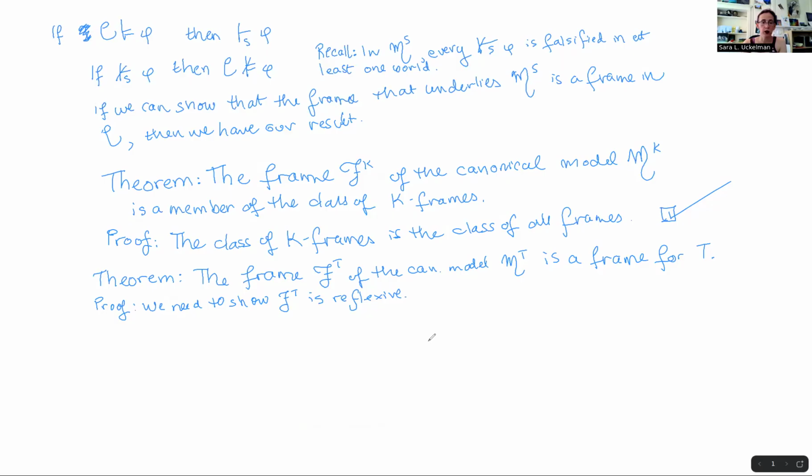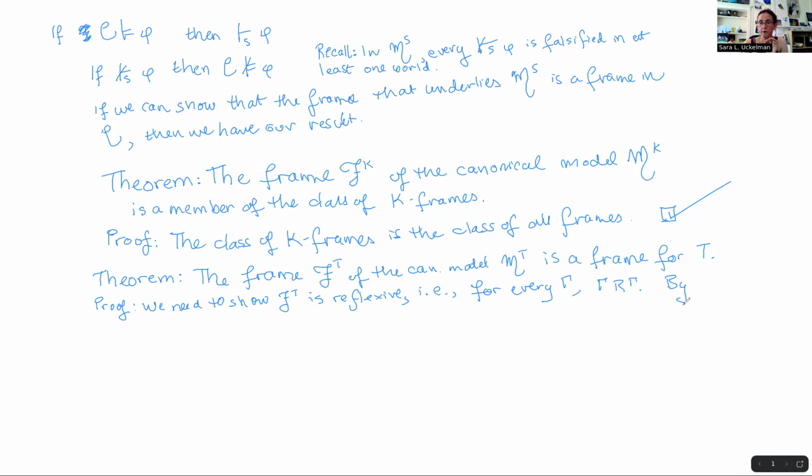So to show that the frame of the canonical model is reflexive, what we need to show is that for every maximal T-consistent set gamma, it is the case that gamma sees itself.